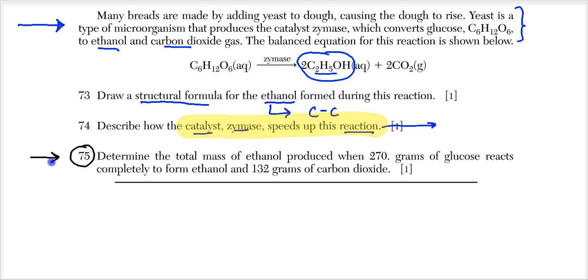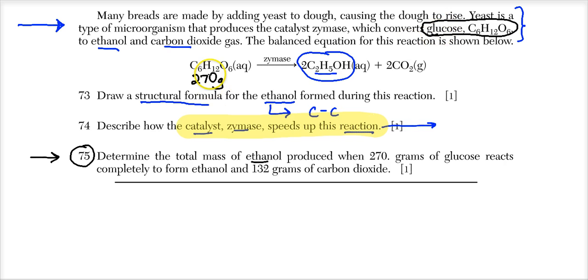Determine the total mass of ethanol that we have just established is this molecule, produced when 270 grams of glucose, that's this chemical that I know from previous understanding of chemistry. I also know in the reading, if I go back into the reading, and again, I say don't read the blurb, but if you have to go back and see what some hints are, go back.